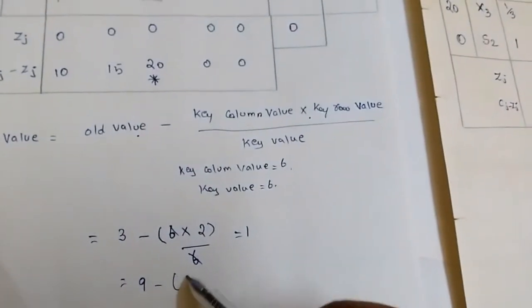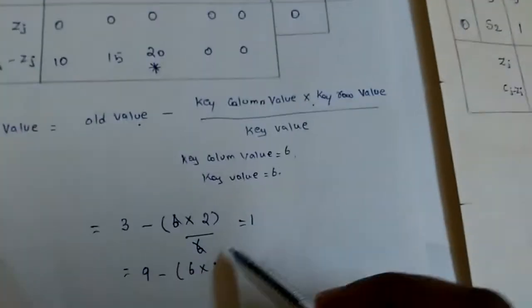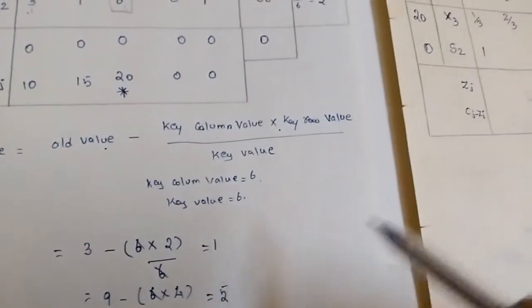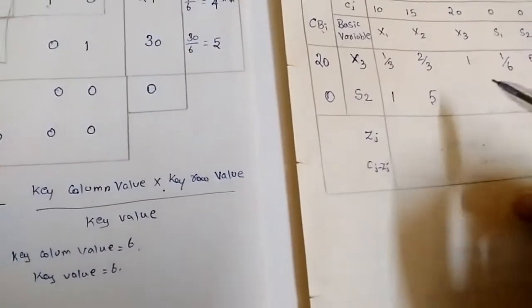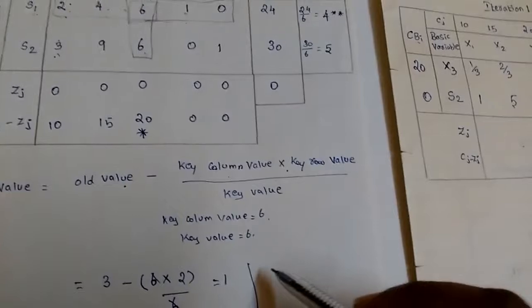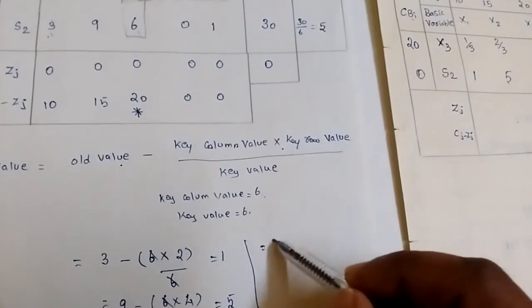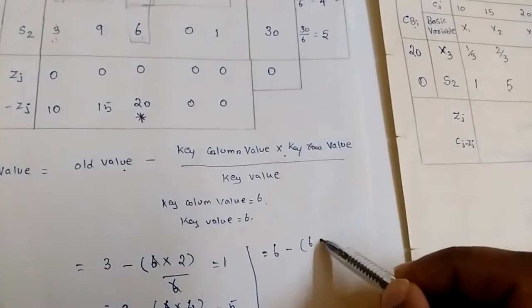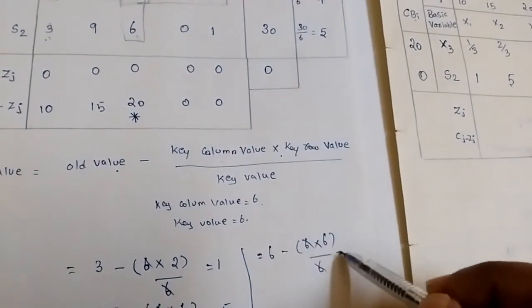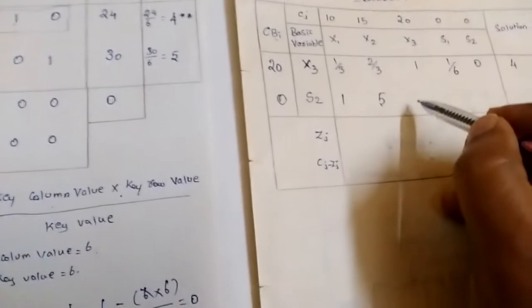Now for this, 9 minus 6 into key row value, which is 4, above the 9. 4 divided by 6. 6 cancelled, 9 minus 4 is 5. The new value is 5 here. Now similarly this middle value: old value is 6, key column value 6, key row value just above this value is also 6, divided by 6. 6 cancelled, 6 minus 6 again 0.